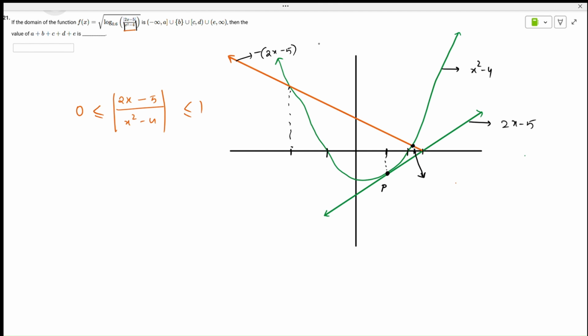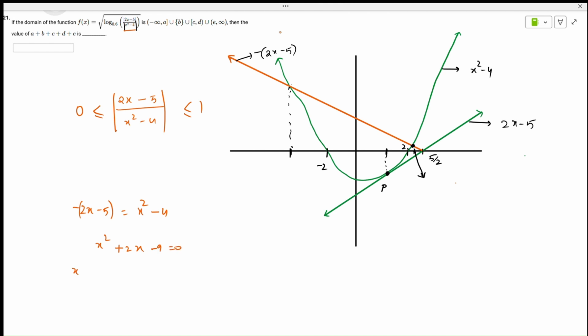The parabola is touching the x-axis at minus 2 and plus 2. The line is touching the x-axis at 5 by 2. And then there are three more points here. The first point we'll get by solving negative of the line and parabola. So let us do that. Minus of 2x minus 5 is equal to x square minus 4. So x square plus 2x minus 9 equal to 0.